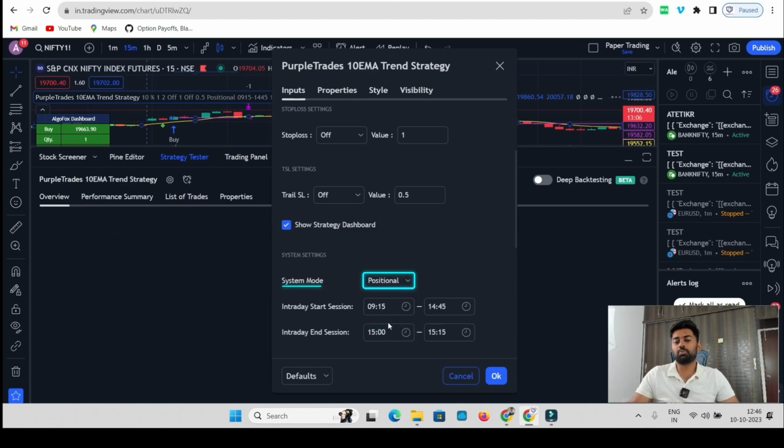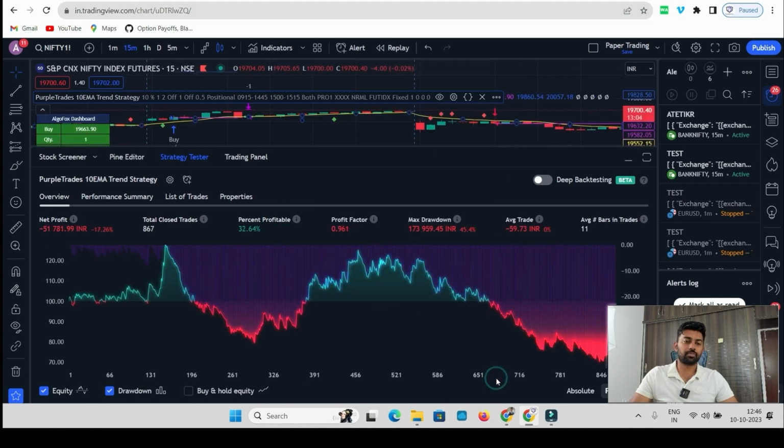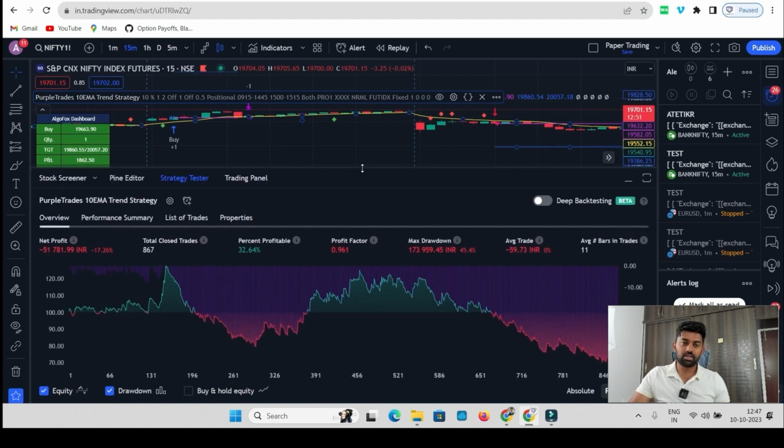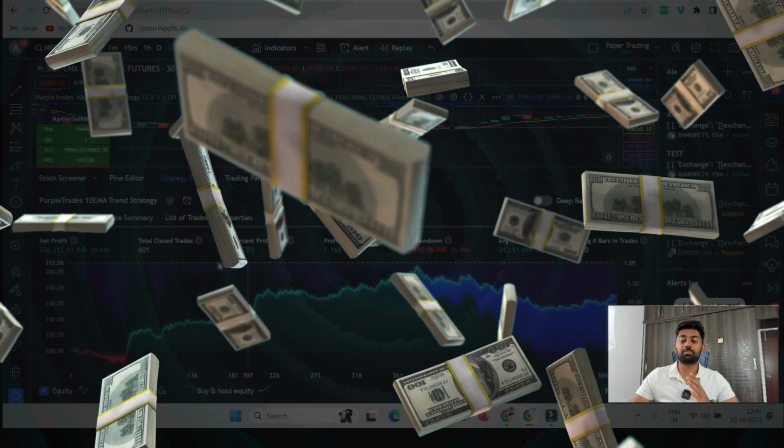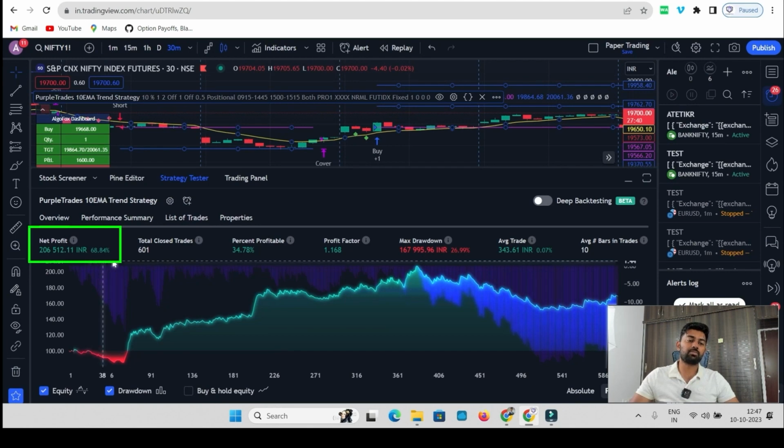So if I go to positional and click on OK, the losses have come down drastically from -100%. We are now at -17%. Also, I've worked around with different time frames. So it is not working well with 15 minutes chart. Let us check on a 30 minutes chart. On a 30 minutes chart, the strategy starts giving profits. So strategy has a profit of 68.8% after all the brokerage, taxes and slippage.